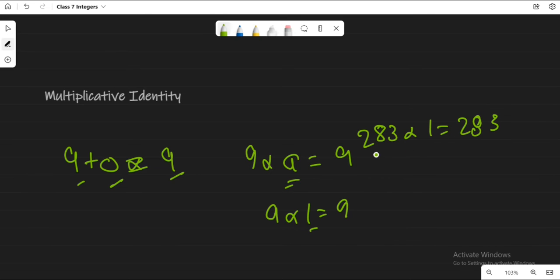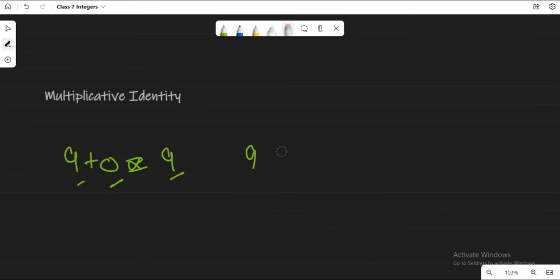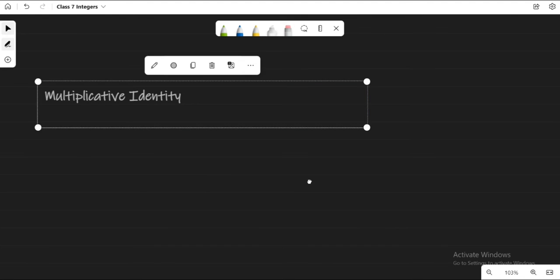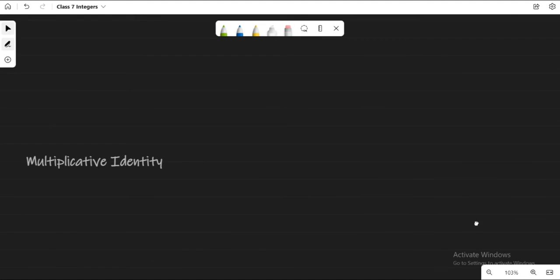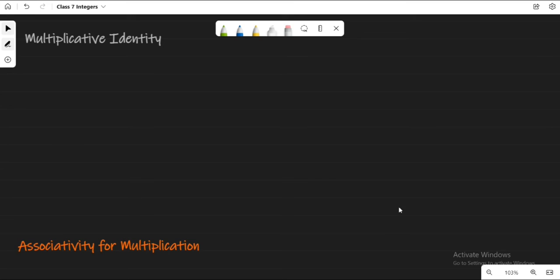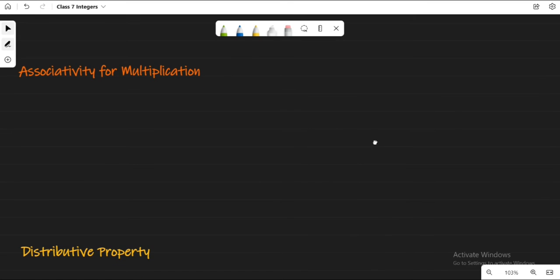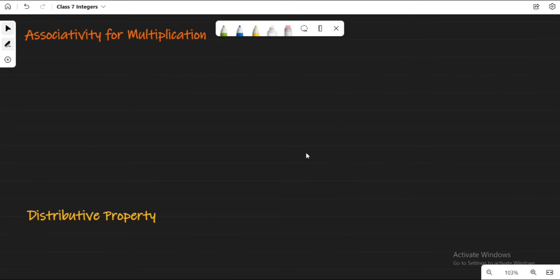Multiplying 1 to 283 will not influence the value of 283. So the result is 283. Now we have learned about the multiplicative identity, associativity, and multiplication by 0. Now let's learn about associativity for multiplication and a new concept, the distributive property.